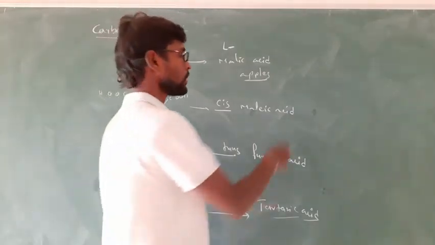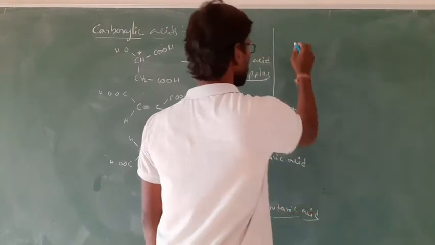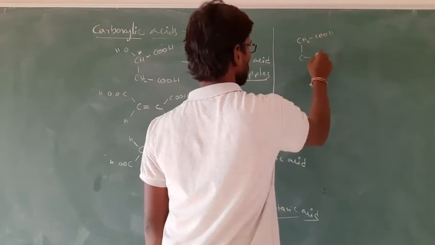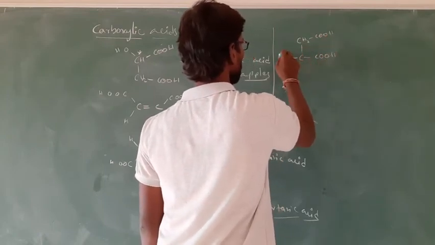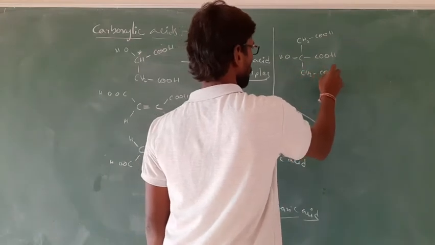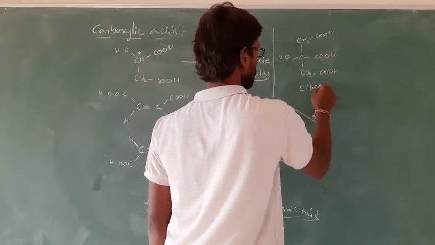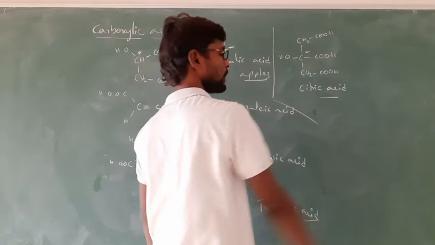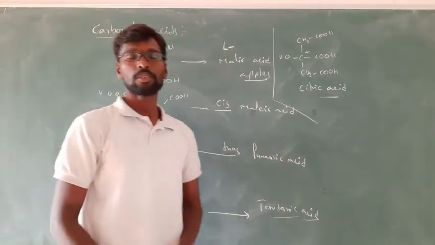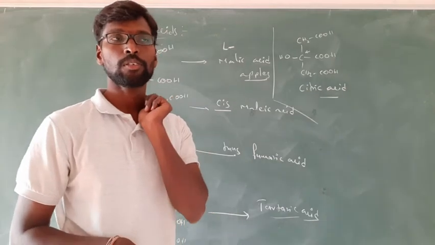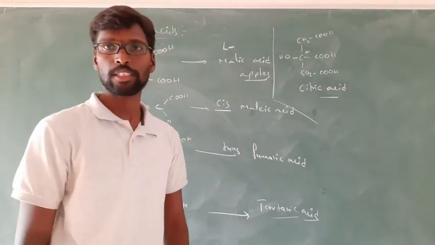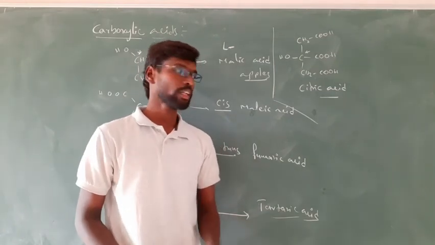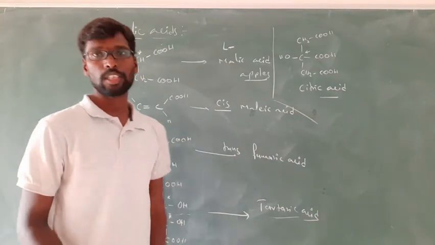And the last one is citric acid, which is CH2COOH and COOH, and here OH is there, and again CH2COOH. So this is citric acid, and it is also optically active in nature. So these are some important monocarboxylic acids and dicarboxylic acids which appear in biological systems, and the names of those dicarboxylic compounds.